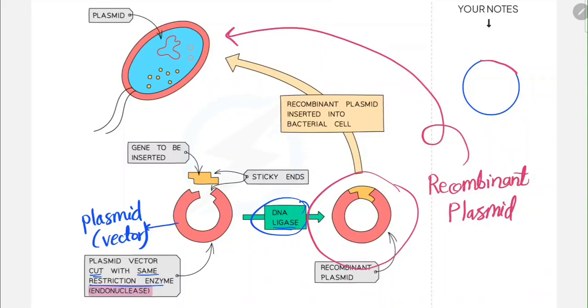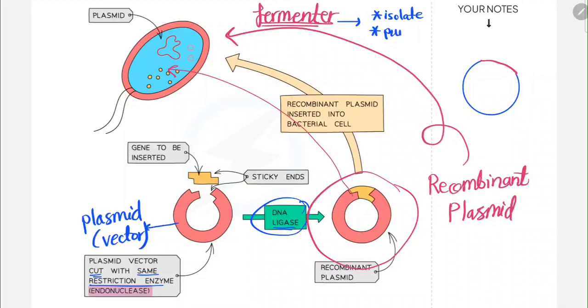That's the bacterial cell, and I'm going to allow this to enter and reproduce, put it in a fermenter, and inside this fermenter you can produce a large quantity of that protein. Then I can do two things to that protein: isolate and purify.